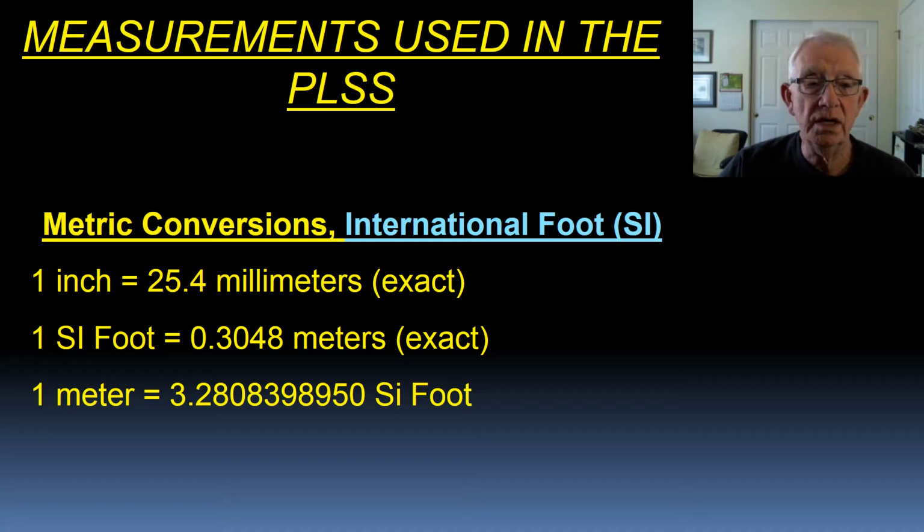If you take a look at our list here, 1 inch equals 25.4 millimeters. That's exact. 1 SI foot. Now the SI stands for Systems International, and that's the international foot. That equals 0.3048 meters exactly. If you compare that to the US survey foot, you'll see the difference. 1 meter equals 3.2808 and a bunch of other decimals, Systems International foot or international foot.